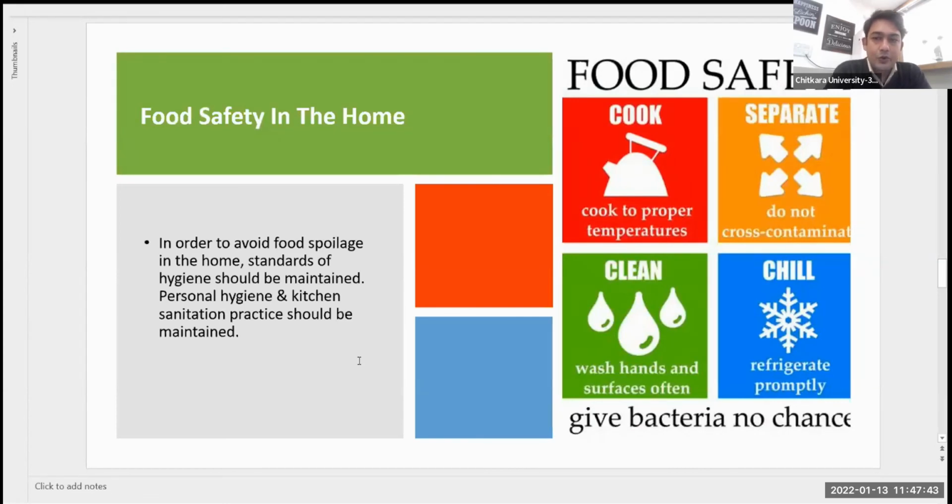For cooking, first of all, we should clean the food product and separate it, and then we chill it, and then if we require, we cook it. Okay, so that is the cycle. In order to avoid food spoilage in the home, standards of hygiene should be maintained. Personal hygiene and kitchen hygiene sanitation practice should be maintained, so that we have discussed in detail in the earlier classes.